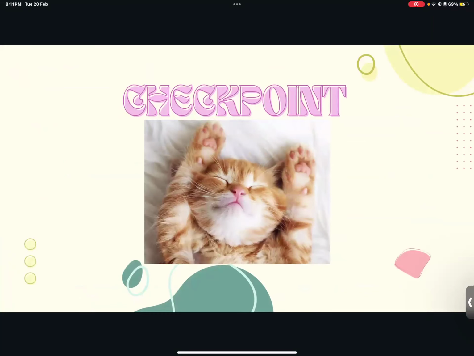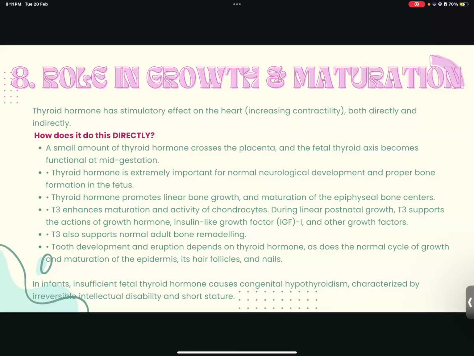And patients who don't have enough thyroid hormone are going to have something called congenital hypothyroidism, which will have irreversible intellectual disability. So they won't be able to learn as quickly as their peers, and they're going to be very short because of the effects that it has on bones.